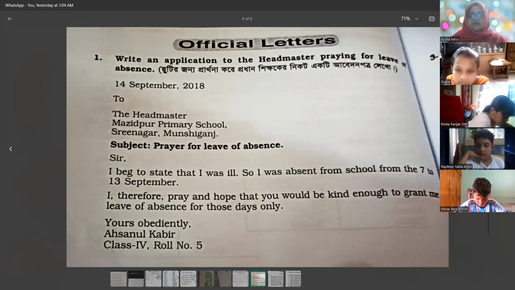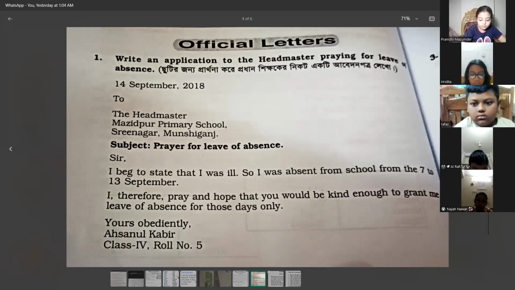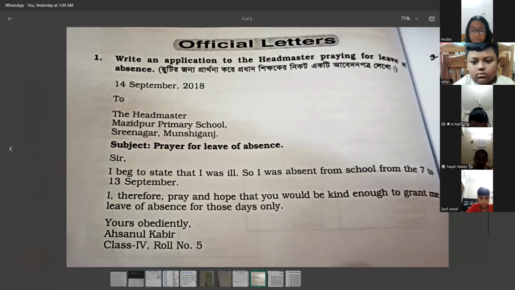So Grace, start writing, অর্থি, অর্জুন, মিনার, প্রাণিধি, রিদিতা, রাফাস, আল রাফি, নাজা, জারিফ। So all of you understand all the things?